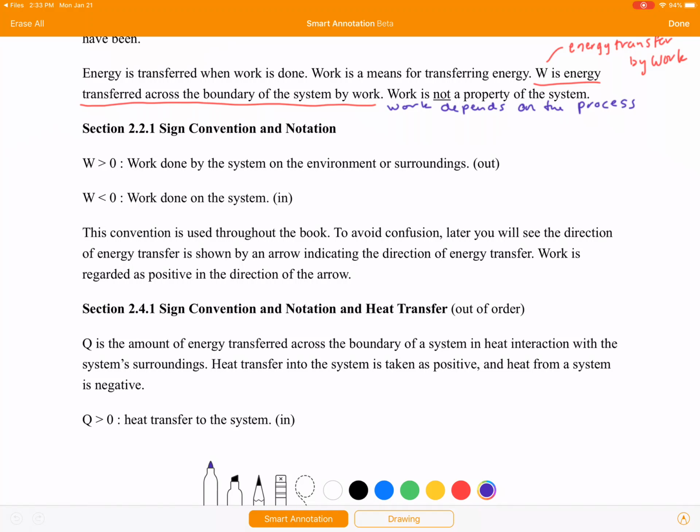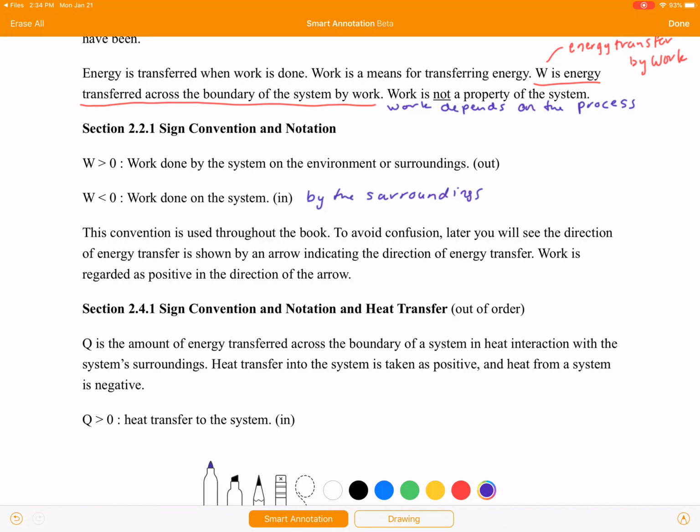Work is greater than 0, so positive, is the work done by the system on the environment or the surroundings. So this is energy transfer by work out. And then work is negative when it is work done on the system by the surroundings. So this is the surroundings or the environment or something putting work into the system. And that would be a negative W. The convention is used throughout the book.